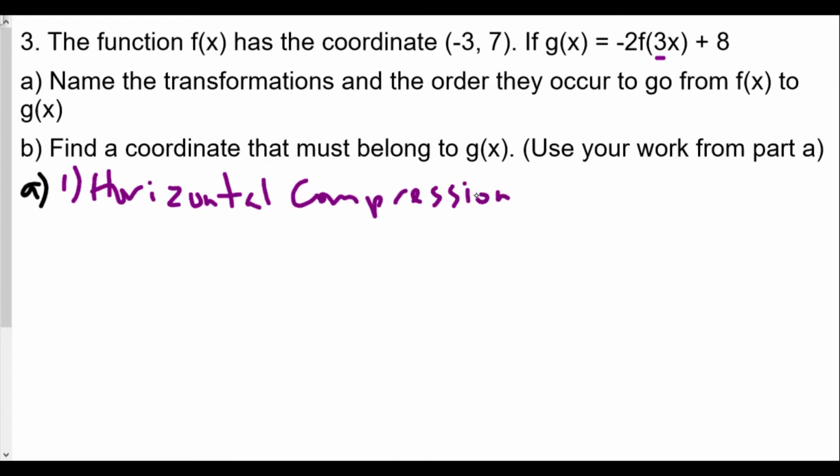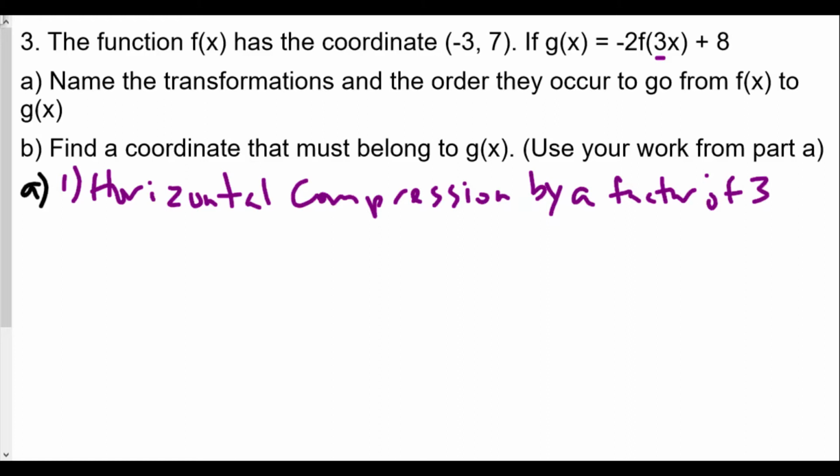when the number multiplying x is greater than 1, it's a horizontal compression by a factor of 3. So we're going to compress the original f of x by 3 times. So we kind of squished it, if you will. All right. So the next transformation we go at is going to be again using order of operations.